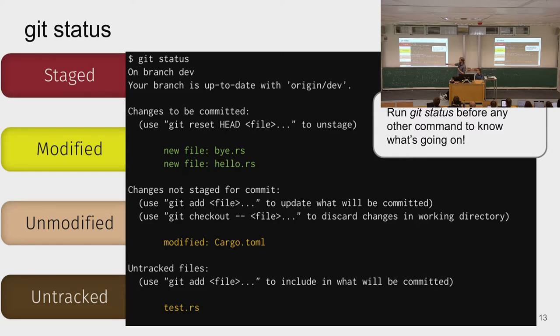Listing all the unmodified files would not be necessary because it doesn't change anything, but git also lists the untracked files, which are in the same directory, but git doesn't care about them yet because we didn't add them yet.